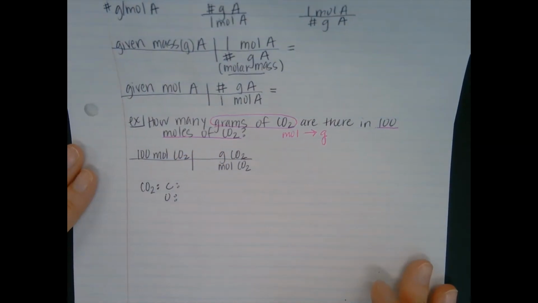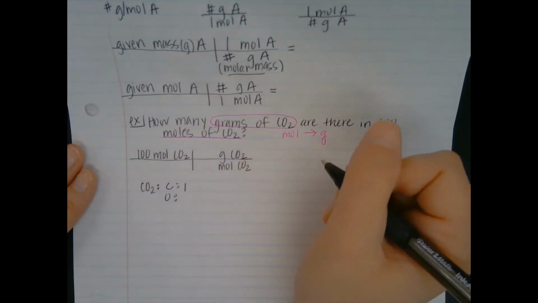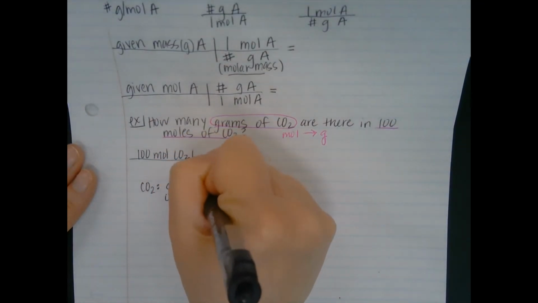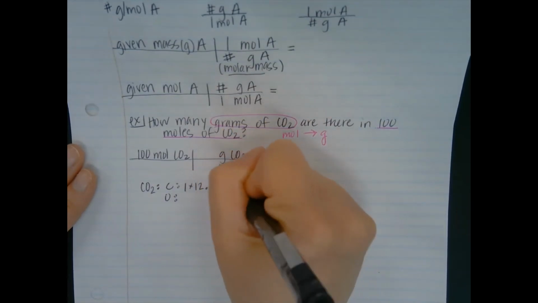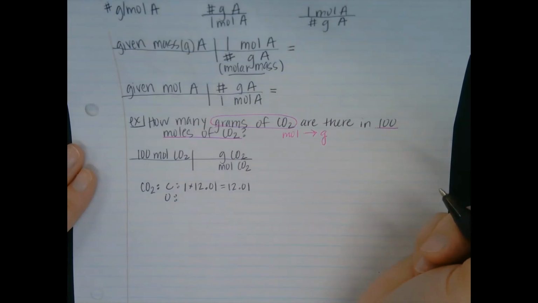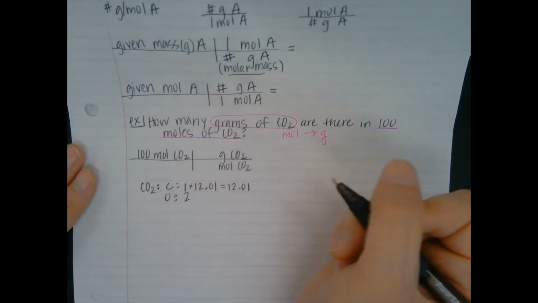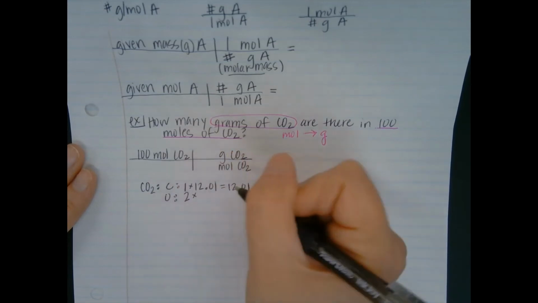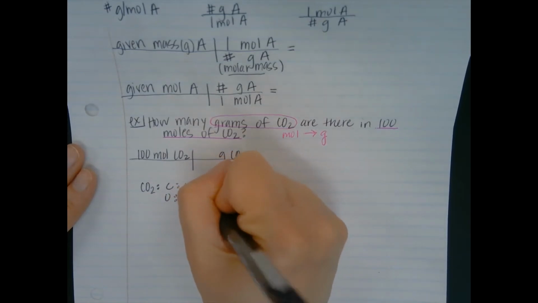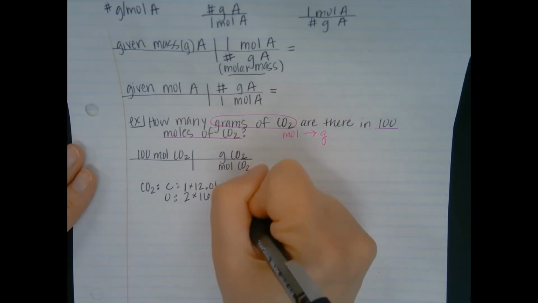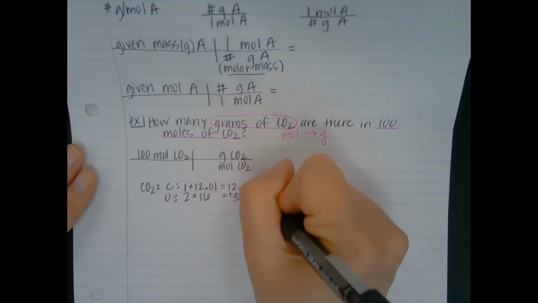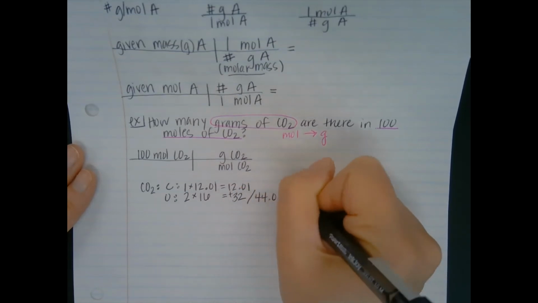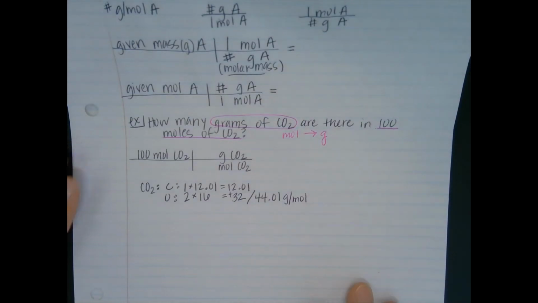So in CO2, I have 1 atom of carbon, its average atomic mass on the periodic table is 12.01. So 1 times 12.01 is 12.01. In CO2, I've got 2 oxygens. The average atomic mass on the periodic table is 16. 2 times 16 is 32. So I take 12.01 plus 32 and I get 44.01 grams per mole.